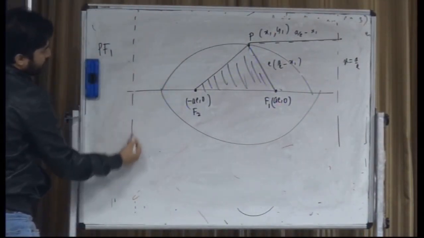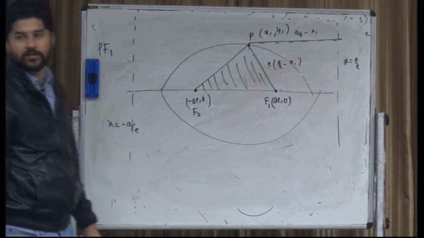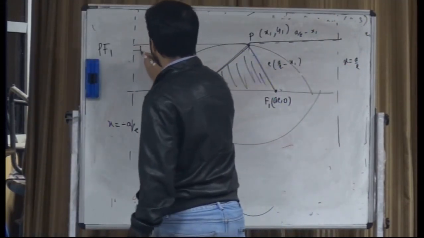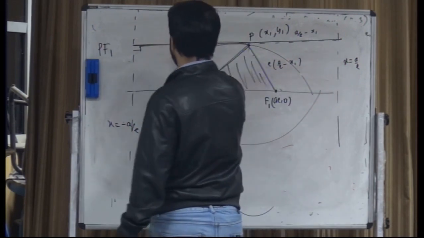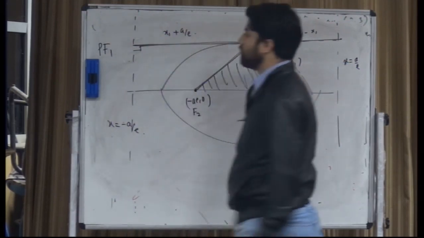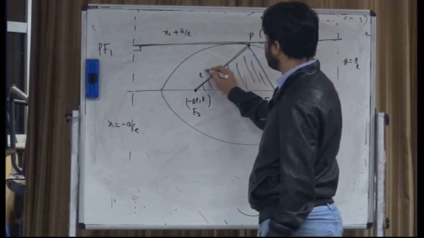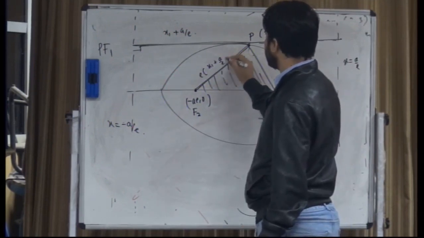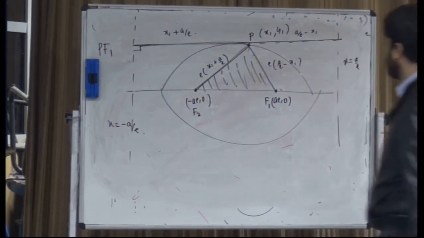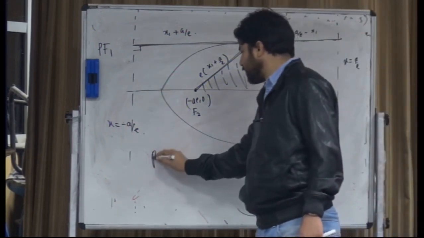This is going to be your another foci, directrix minus a by e, and this distance, what is this distance going to be? x1 plus a by e, so this distance is going to be e into, right? Now tell me, so you got PF1 and PF2 दोनों मिल गया. Now tell me PF1 plus PF2 क्या है?